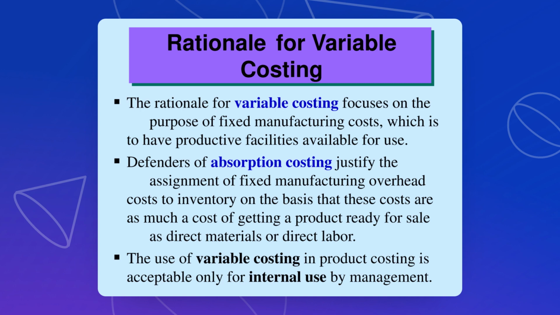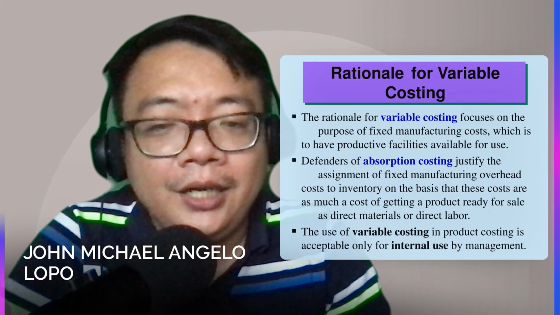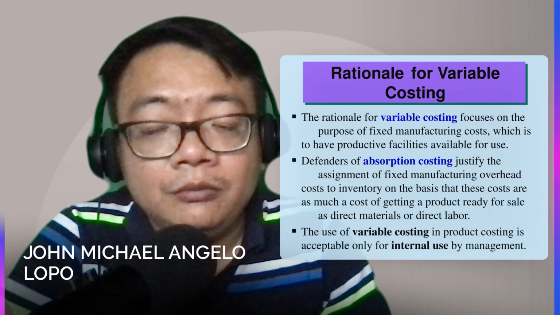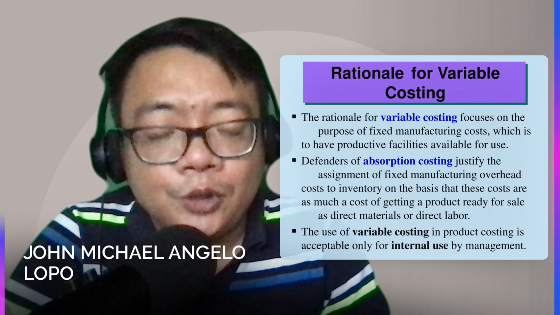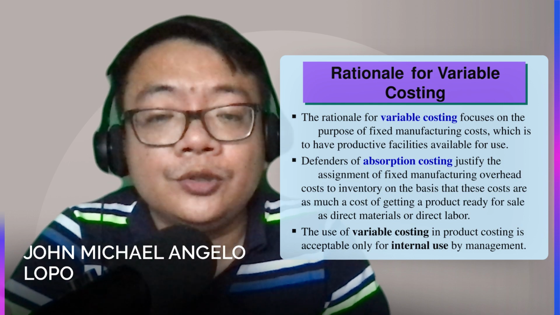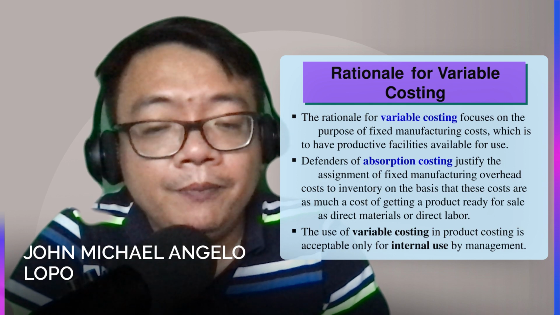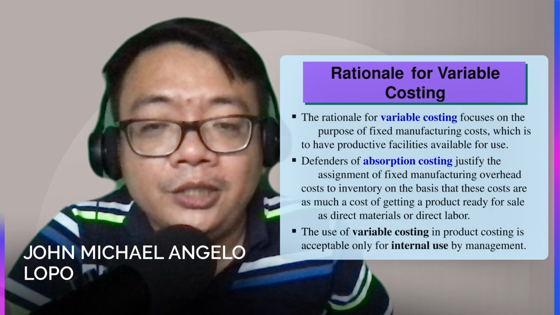Meaning to say, the variable costing class is for internal reporting only or internal use only, and it is bound by merely confidentiality. That's why the absorption costing is the widely used because it is for the external, while variable costing is for internal, or also known as the contribution margin format.